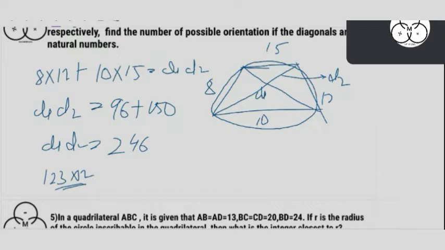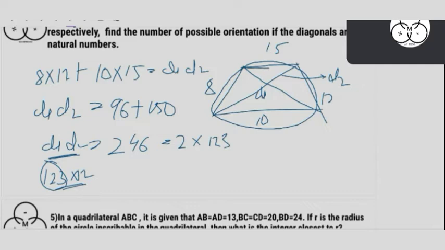Because 13 squared is 169. It's not going with 7, I guess. Okay, I'm assuming that 123 is a prime. I do not know whether it's a prime or not. Now, since D1 and D2 are natural numbers, we need to factorize this 2 into 123. I'm not going for the answer. I'm just showing you the methodology.